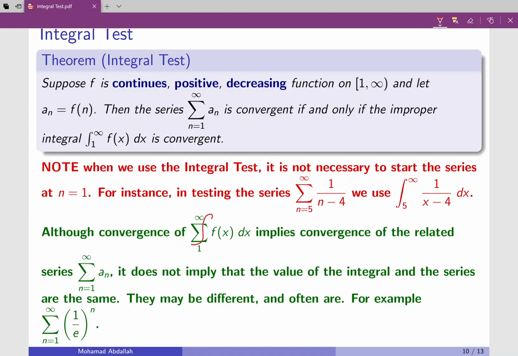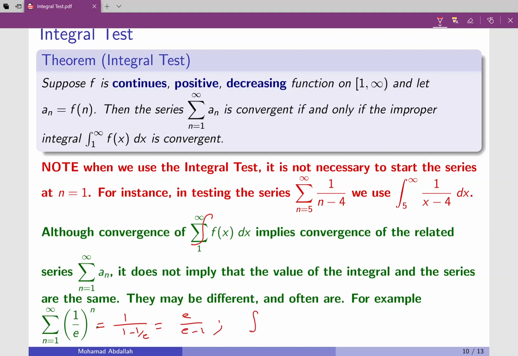You know, in the integral, you can find the value. When it comes to the series, it only tells you whether it's convergent or divergent. And even if you can find the values, it doesn't mean that you're going to have the same values. For example, if you take a look at this problem, this is a geometric series. I know its sum, I know it's convergent. This is equal to 1 over 1 minus 1/e, which is e over e minus 1.